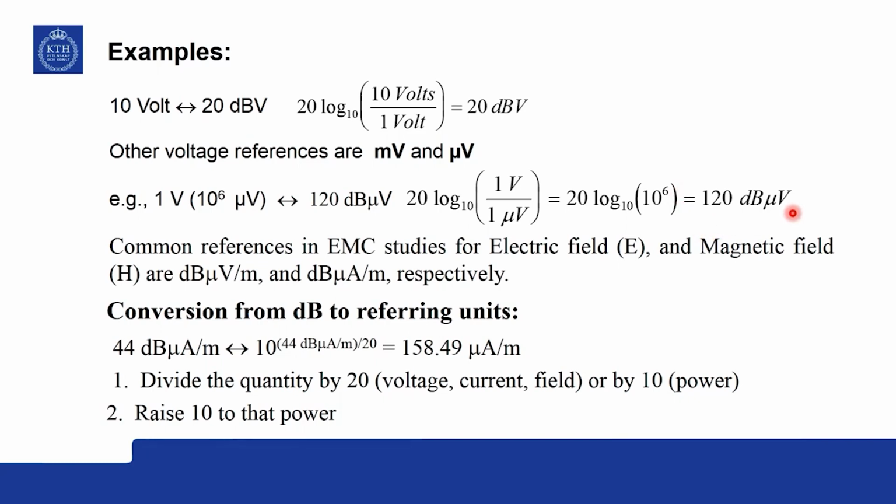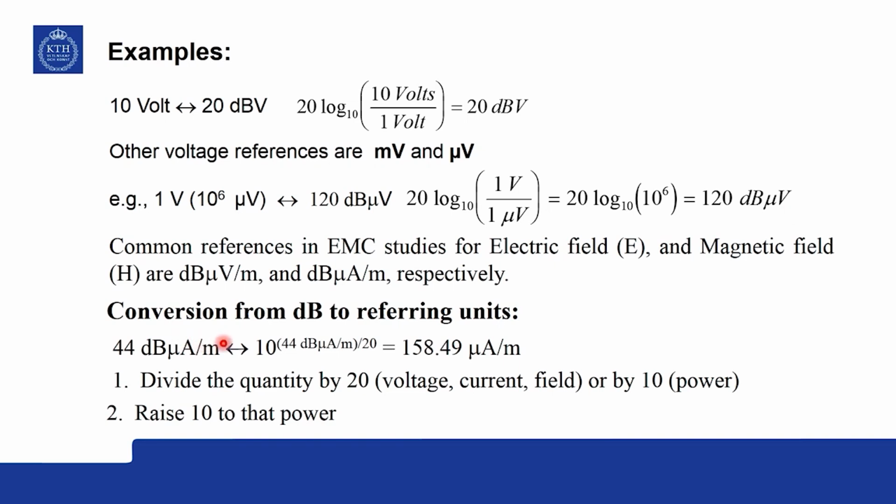So, common references in EMC studies for electric field and magnetic field are dB microvolts per meter and dB microampere per meter respectively. That also comes from the same relationship. It will be 20 log ratio of electric fields or 20 log ratio of magnetic fields. So, from that this can come.